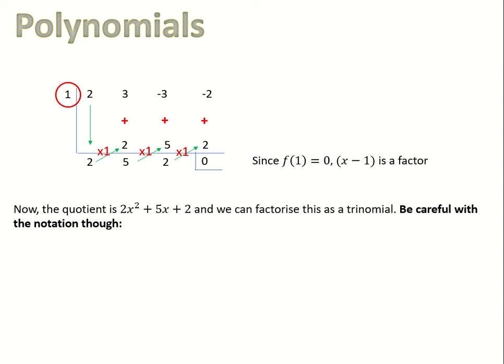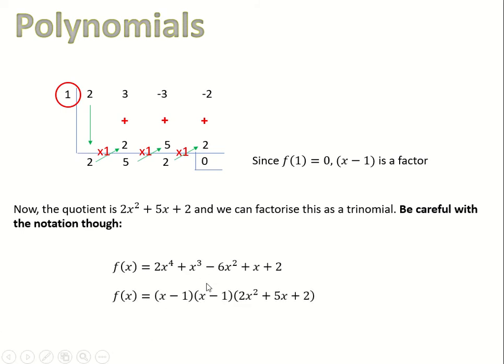And we can factorize this as a trinomial, but just be careful with the notation. We're rewriting what we originally had as our quartic function, but we've basically taken out x minus 1 twice as a factor, in which case it's going to look like that. So these are the same thing. We're just taking out a common factor of x minus 1, but we've done it twice, and now we're left with 2x squared plus 5x plus 2. If you multiplied this through, you would get back to that. That's the point. But we want it in the brackets.